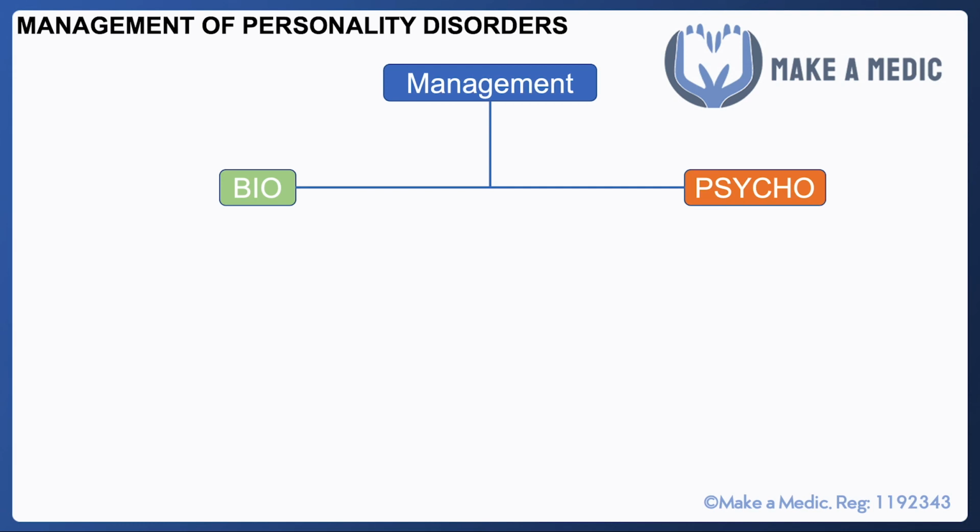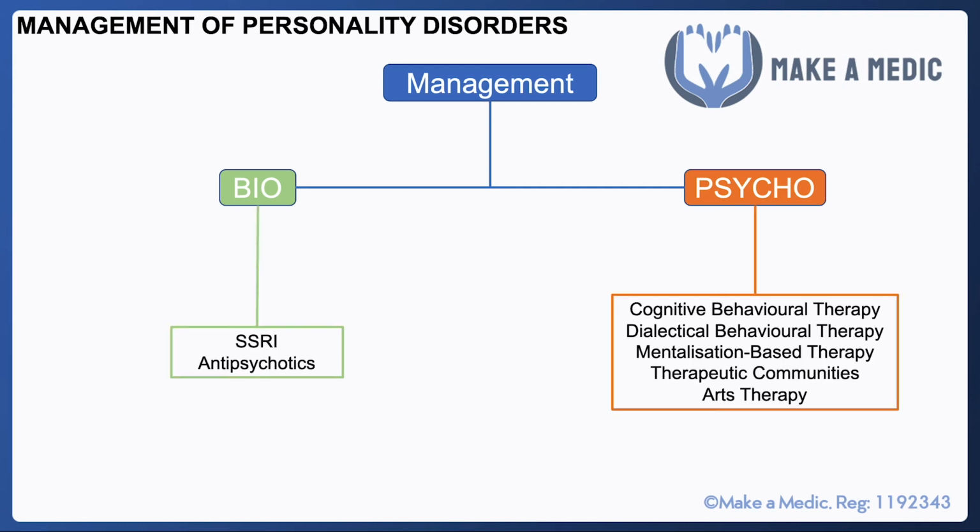The biological management of personality disorders will mainly focus on SSRIs and antipsychotics. The psychological management will include a number of different types of talking therapy like CBT and dialectical behavioral therapy. Dialectical behavioral therapy is actually a type that tends to be most commonly used for emotionally unstable personality disorder. There's also a few other sort of group-based methods that can help patients with personality disorders, like therapeutic communities and arts therapy.